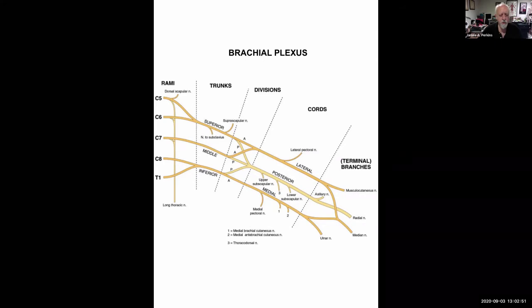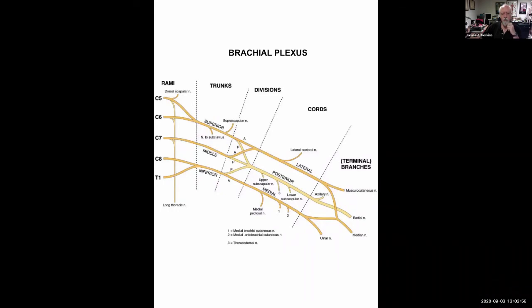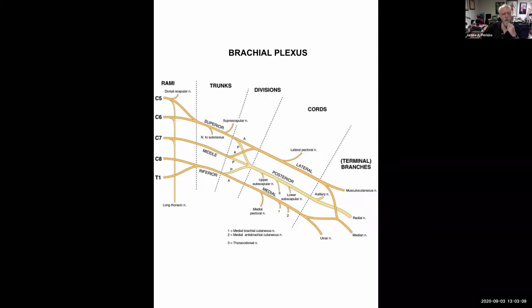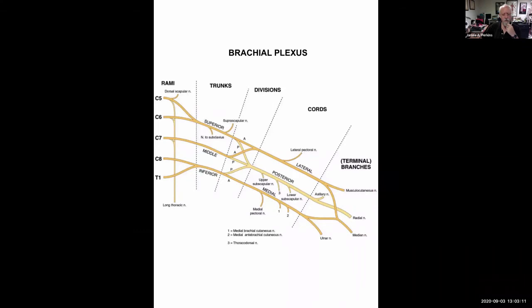So just to go over the pattern again quickly, you've got ventral rami from 5 of the spinal nerves. The ventral rami of C5 and C6 join together to form the superior trunk. The ventral ramus of C7 by itself forms the middle trunk. The ventral rami of C8 and T1 join together to form the inferior trunk. Each of the 3 trunks then splits into anterior and posterior divisions. Those divisions come back together and rejoin in a different pattern.